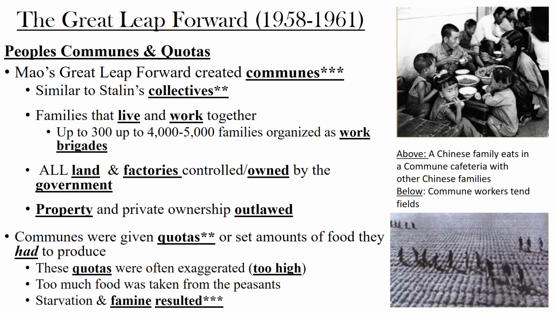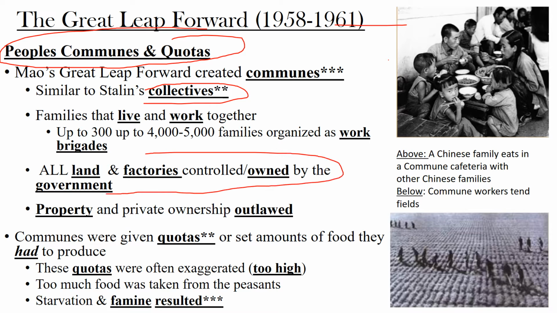So let's look at the actions, the policy of this Great Leap Forward. One, they create what are called people's communes, which are operated on a quota system. This is the same thing as a collective. It is a government-owned farm. All land, all factories owned and controlled by the government. What they did is break down the villages and instead create these communes. All the land that they had redistributed, the government took back, just like in the Soviet Union.